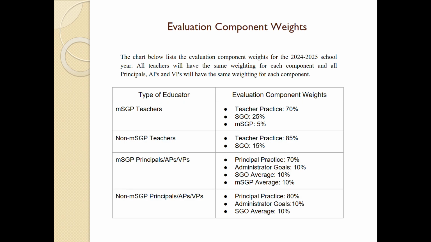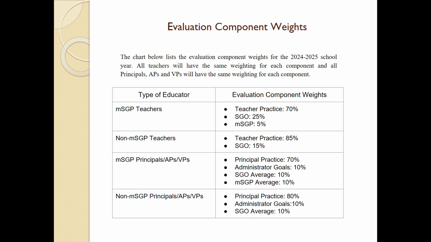For MSGP teachers, the summative score is composed of a teacher practice score of 70%, SGO or student growth objective for 25%, and MSGP or median student growth percentile for 5%. For non-MSGP teachers, their summative is computed with a teacher practice of 85% and a student growth objective of 15%.